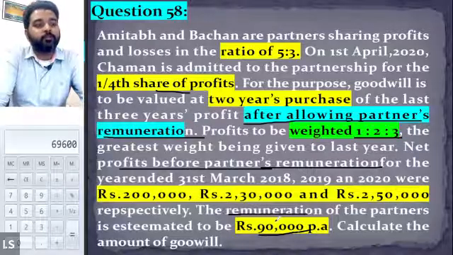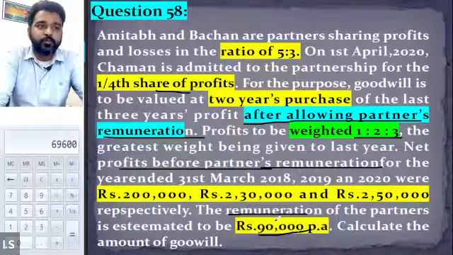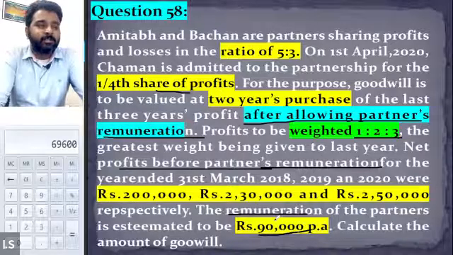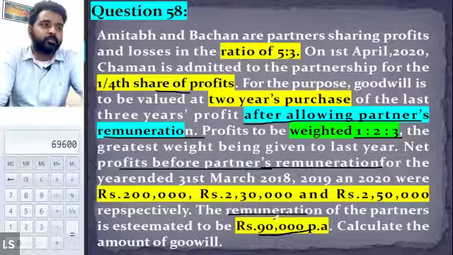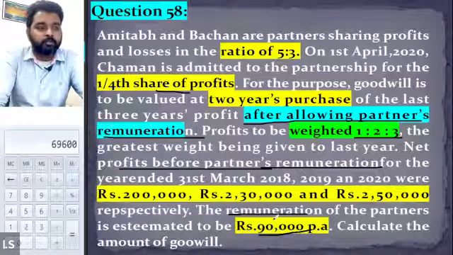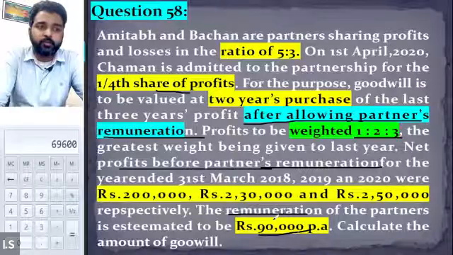We have been provided with the information like there are two partners. Their profit sharing ratio is given, which is completely irrelevant for the purpose of valuation of the goodwill. Then the new partner is being admitted in the partnership for the 1/4 share of profit. This is also not relevant for the valuation of the goodwill. So these 2 points are completely irrelevant.